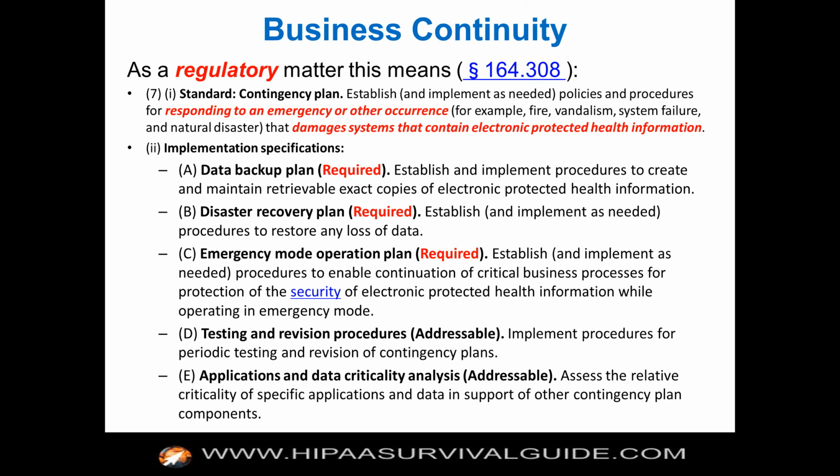And here are the components that we talked about. These are the implementation specifications. You can see that 3 are required and 2 are addressable. And just for review, we're going to define again what is required and what is addressable. We're also going to talk about the security rule's general rule and flexibility principles, which in this case may provide some value to smaller or mid-sized covered entities and/or business associates. So that was the regulatory definition under the HIPAA security rule.